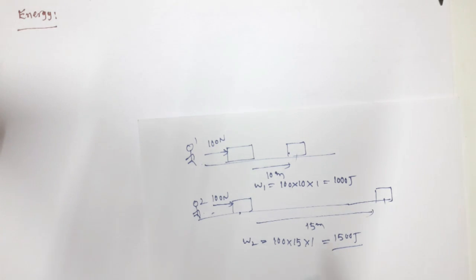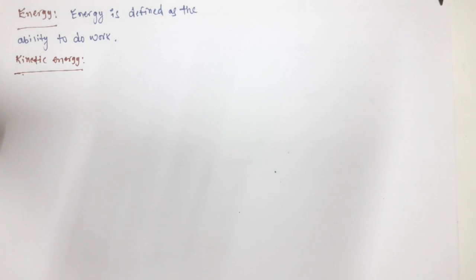So now can we define energy? Energy is defined as the ability to do work. Now let us define kinetic energy. The energy possessed by a body by virtue of its motion is called kinetic energy. And I forgot to tell you the unit of energy. Energy and work both have the same unit, that is joule.